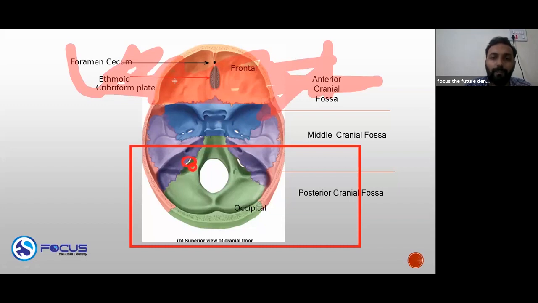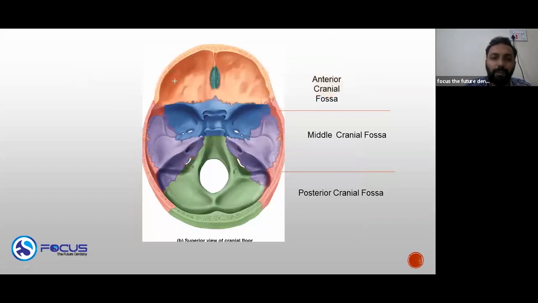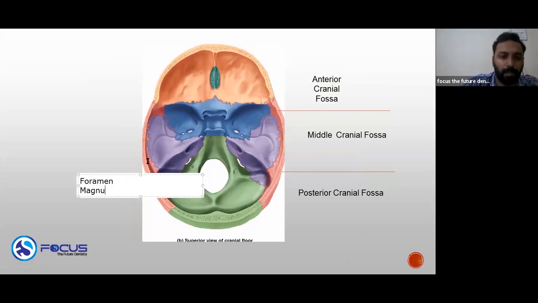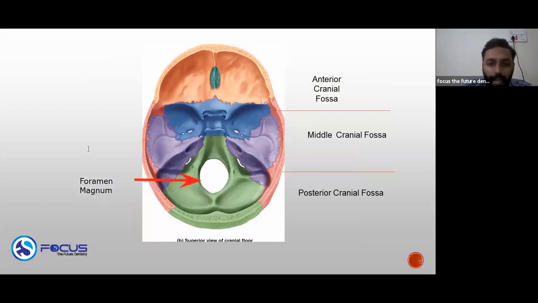Okay. So in this, there are few things I want you to learn. One is this. This is your foramen. Everyone remembers this very easily. This is foramen magnum, isn't it? And next one is, few of you have already recognized it.